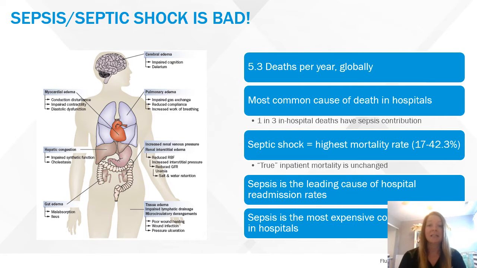Sepsis is also the leading cause of readmission rates for hospitals. About 1 in 5 patients will actually be readmitted within 30 days of discharge. In other words, around 20%. That's pretty huge. And then sepsis is also the most expensive condition to treat in hospitals. So globally, we're actually spending around $62 billion a year to treat sepsis.